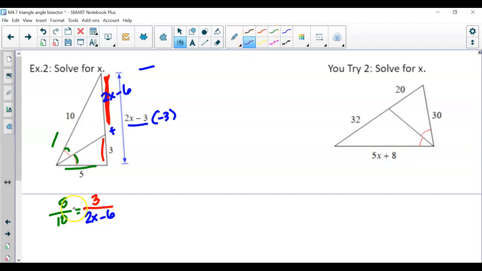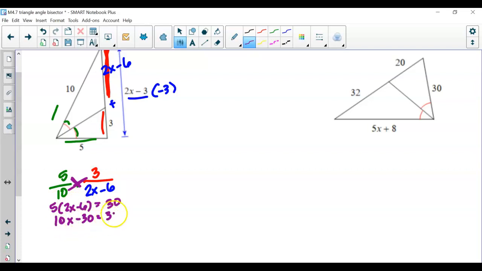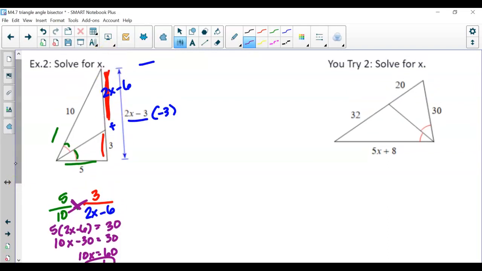Now we go through and cross multiply. Notice that it is 5 times 2x minus 6, the entire expression, which is equal to 10 times 3, which is 30. We have to make sure to distribute. So this is 10x minus 30, which is equal to 30. Now we're just solving for x. Add 30, and 10x is equal to 60. Divide by 10, and you get x is equal to 6. So again, we were just working a little backwards to identify that missing section. Go ahead now and pause the video and try this U-try on your own to solve for X.